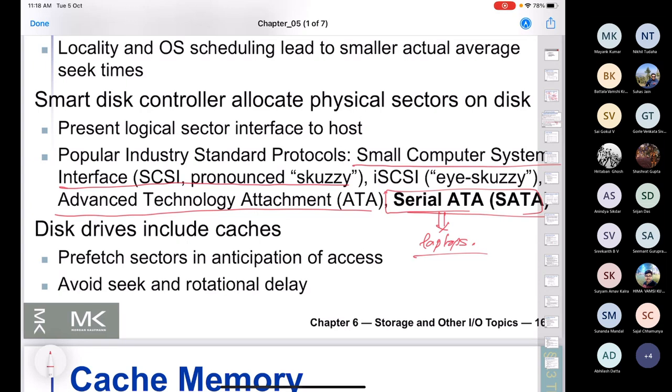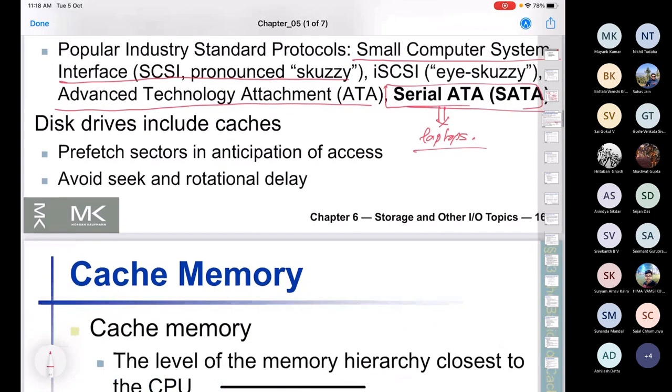Now, disk drives themselves include flash cache to hold data. It can prefetch sectors in anticipation. They can anticipate that, okay, one sector has been read, so the next sector would also be read by the same process at some other time. What I mean by the same process at some other time, I will come to it. Currently it is not being read, but maybe very soon the process would say, okay, I again want to read more data. So they prefetch sectors in anticipation of access in these caches to avoid the seek and rotational delay.